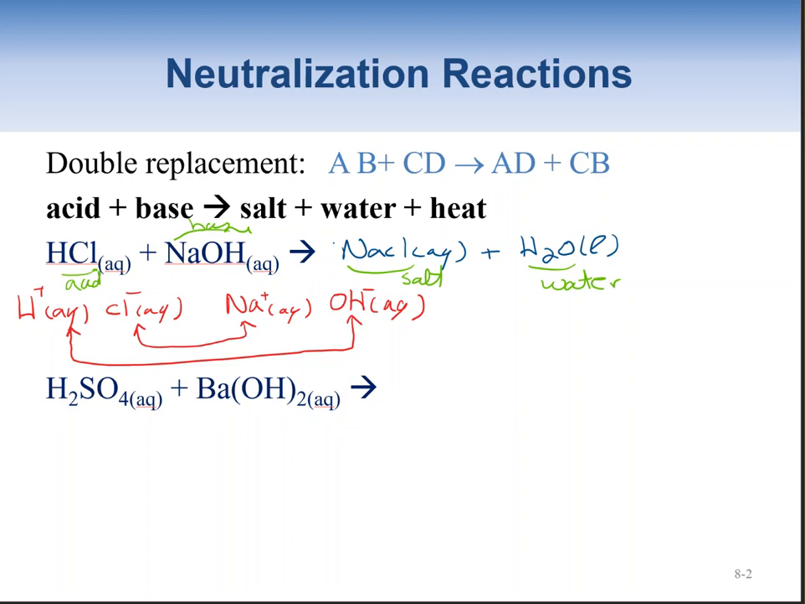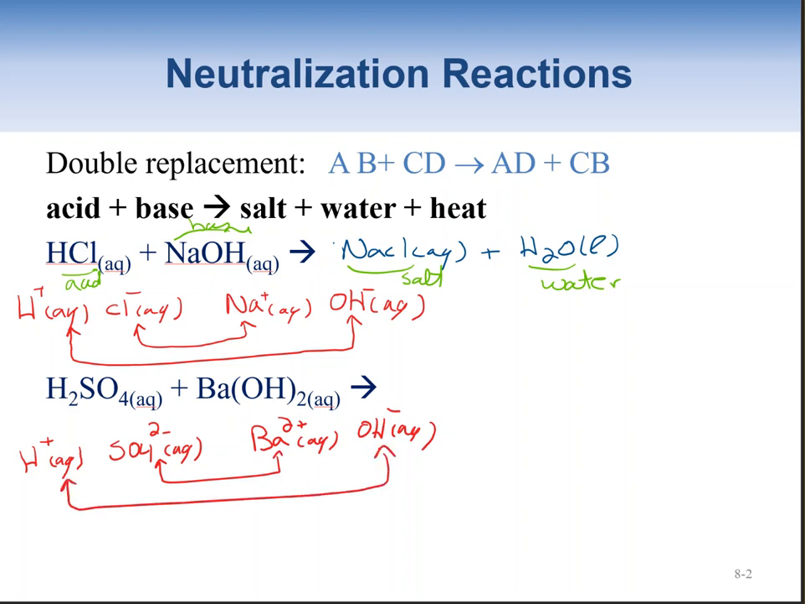Here we have the reaction of sulfuric acid and barium hydroxide. To complete this reaction, I'm going to write the ions that I expect from each one of these solutions. From sulfuric acid solution, you expect hydrogen ions and sulfate ions. From the barium hydroxide solution, you expect barium ions and hydroxide ions. So swapping cations and anions, I would expect barium sulfate as one of my products, which is insoluble in water, and H2O.